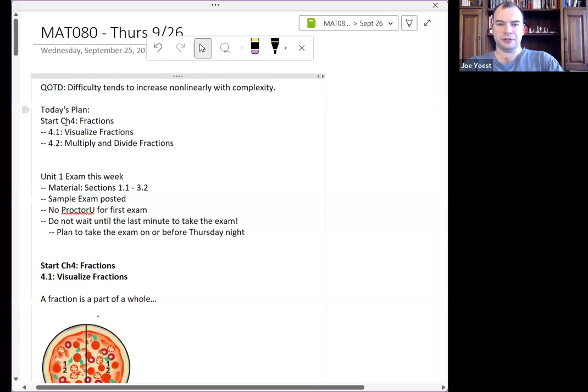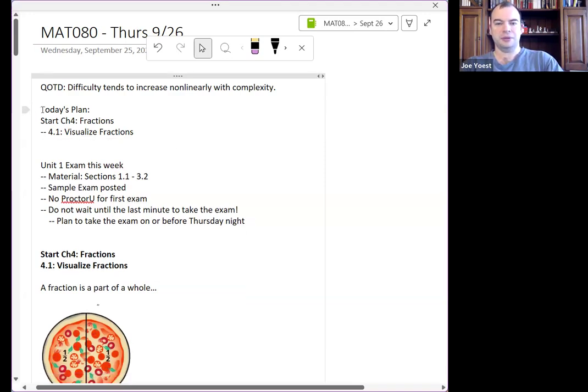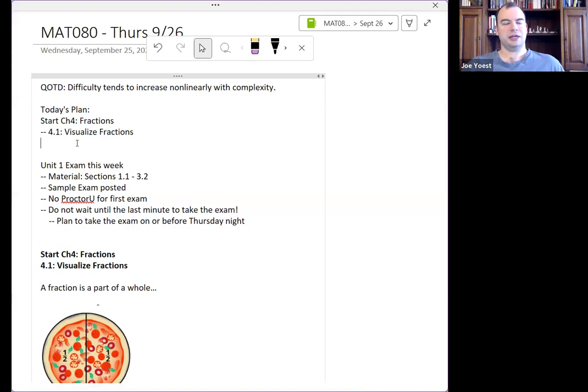Okay, so the plan for today is we're actually gonna not do 4.2 today. The plan for today is to start chapter 4, fractions. And today we're really just mostly working on visualizing fractions and introducing the ideas associated with fractions. So we're gonna kind of take an easy entry into fractions.